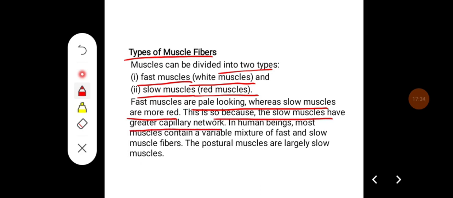In human beings, most muscles contain a variable mixture of fast and slow muscle fibers. The postural muscles are largely slow muscles.